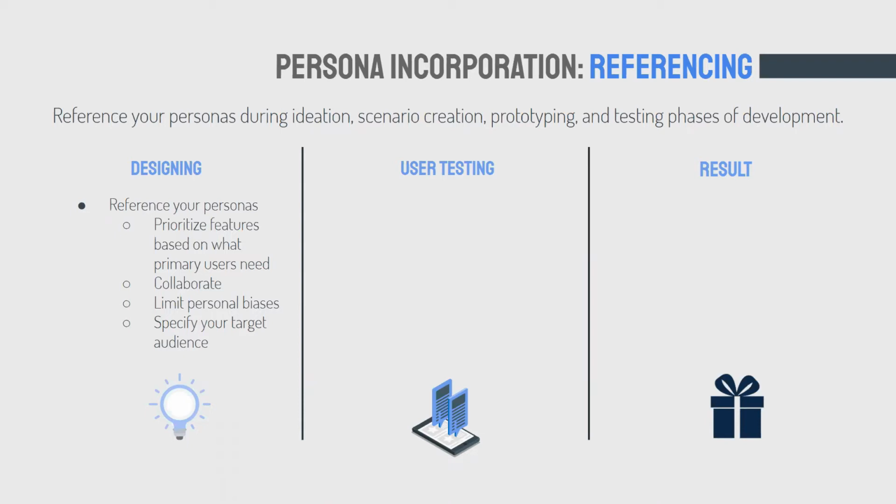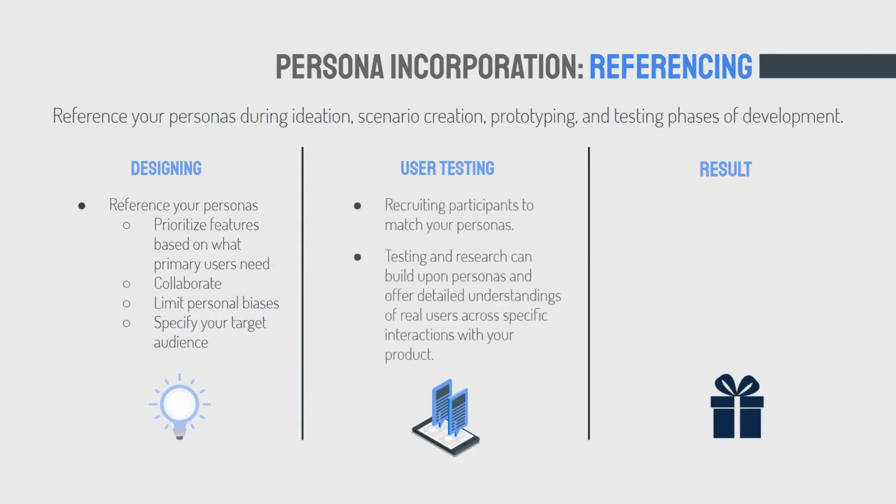You're able to collaborate among your teams and bring everyone together and make sure everyone is united across each stage of development, which is really important. And through it all, the main thing is that you can limit personal biases in your teams, and you all have a unifying principle of who your user is.